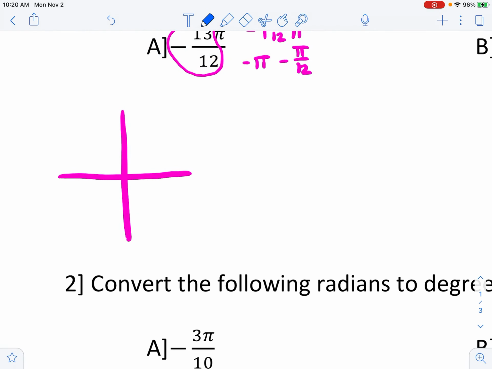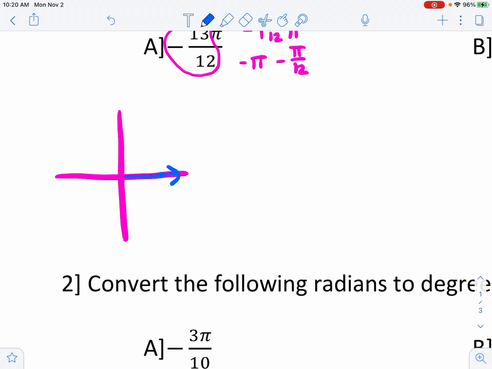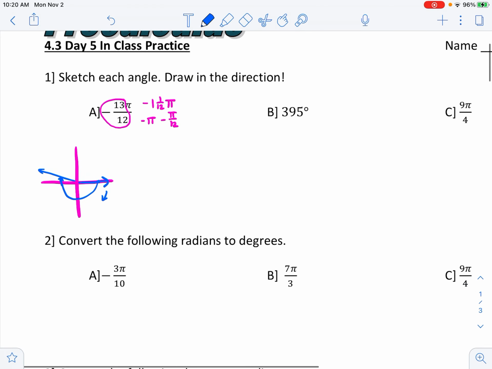So here is your x and y axis. I'm going to be starting at my positive x-axis always, so I just like to put a dot there, but if you want to put an initial side, you can. All right, so I need to go negative pi. Remember, negative angles are in a clockwise direction this way. This would be negative pi. But then I have to go negative pi over 12 more, which is less than pi over 6. So I know I'm only going to go a little bit more. And there is my angle.